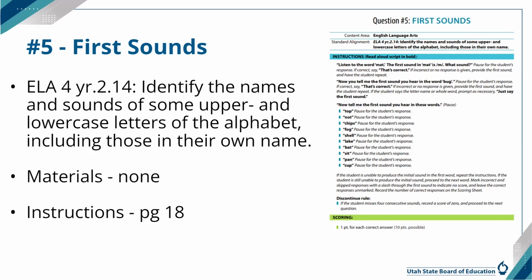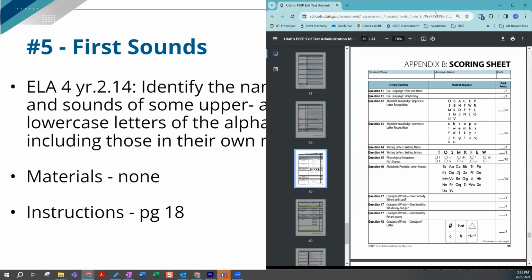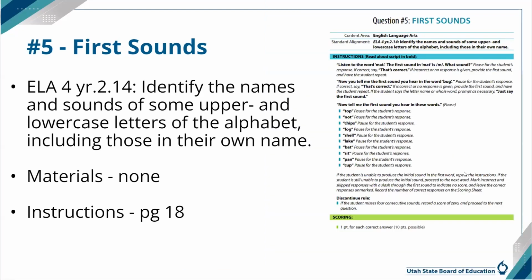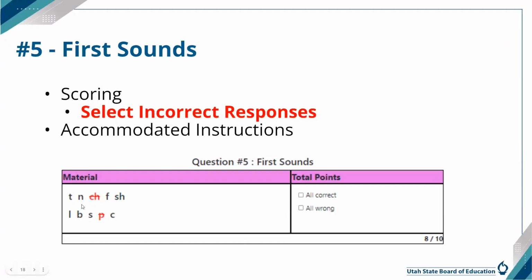Okay, when we're looking at scoring for this item on the paper version, you are just putting a check in anything that the student got incorrect, so marking anything incorrect, unless your center does the opposite. And then online, you just select any sound that the student got incorrect, and it will reduce those number of points. And again, you can select all correct or all wrong.